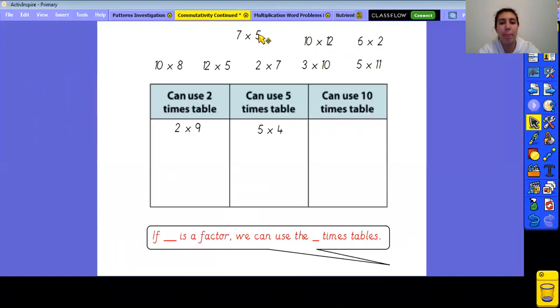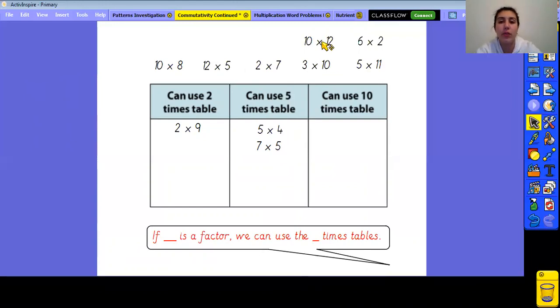What about this one then? 7 times 5. So I could say I've got 7 groups of 5, or I could say that I've got 7, 5 times. Would my 2 times tables help me answer this question? No. Would my 5 times tables help me answer this question? Yes, it would. Fantastic. Remember, I've got 7 groups of 5. So that's just the original way that we learned our multiplication. 7 groups counting in our 5s.